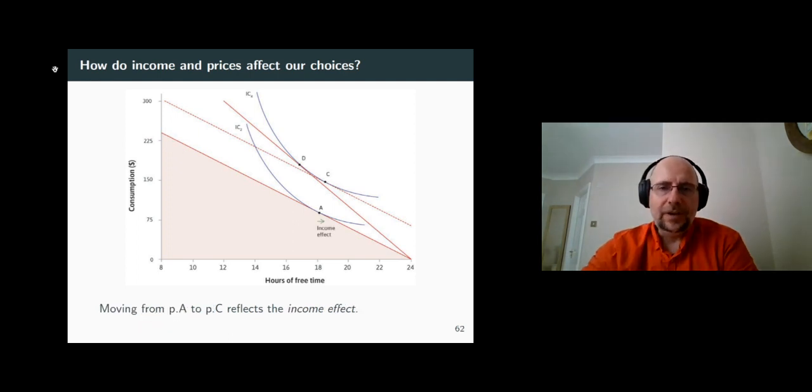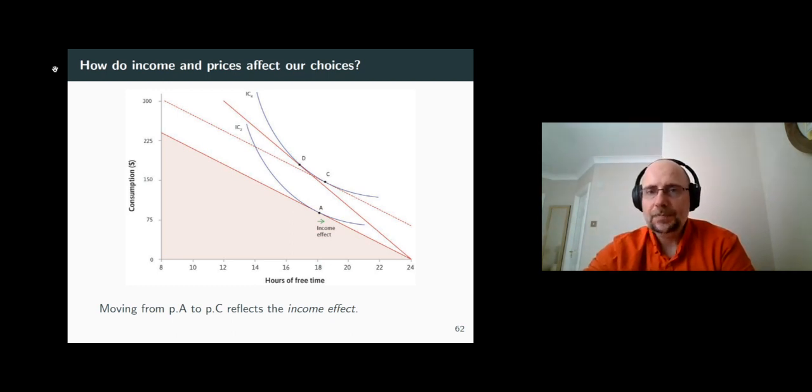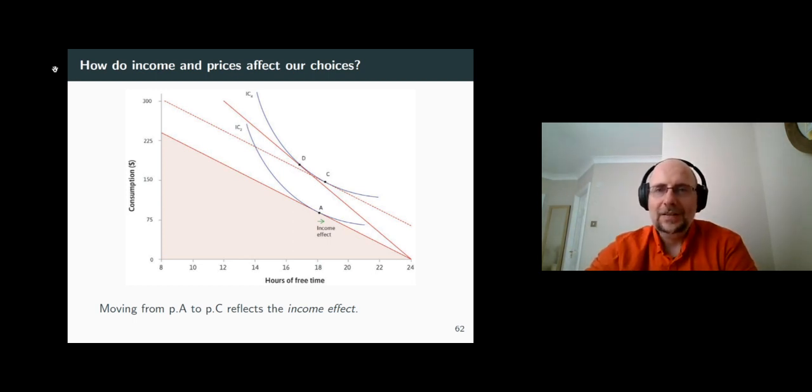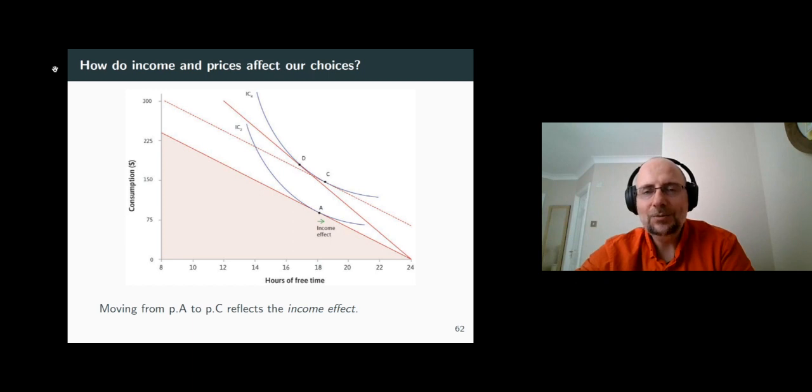So by moving the consumer from point A to point C, we are answering the following question: what will the optimal choice of this consumer be if she faced only income changes and no price changes whatsoever? In other words, what part of the change in her behavior is due to the change in income only? But if we're able to answer this question, then we're able to isolate the income effect from the substitution effect. And this is exactly what we're doing here.